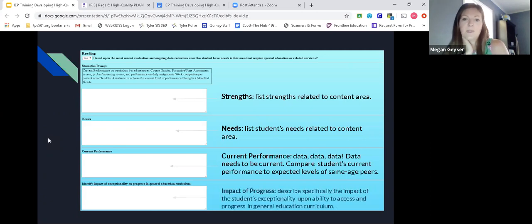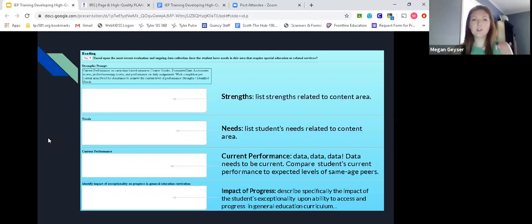And finally, impact of progress. So this is where we're going to describe specifically the impact of the student's exceptionality upon ability to access and progress in general education curriculum. So that's what it looks like in our WebKids for Topeka 501, the breakdown of those components that we need to have for a high quality PLAAF.